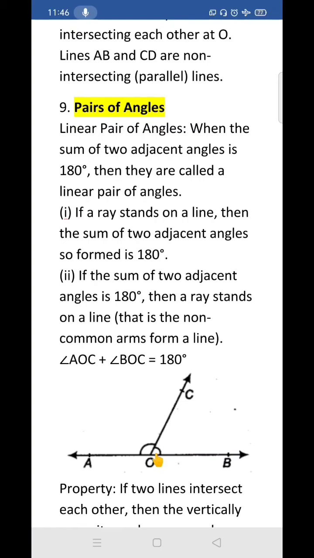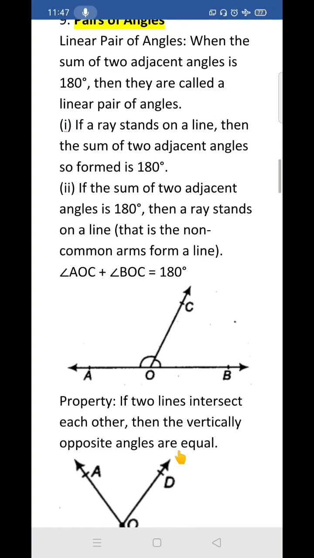Okay, so now here you can see, if a ray stands on a line, then the sum of the two adjacent angles formed is always 180 degrees. So here you can see OC is the ray which is standing on the line AB, isn't it? So whenever a ray stands on a line, the sum of the two adjacent angles formed will always be 180 degrees.